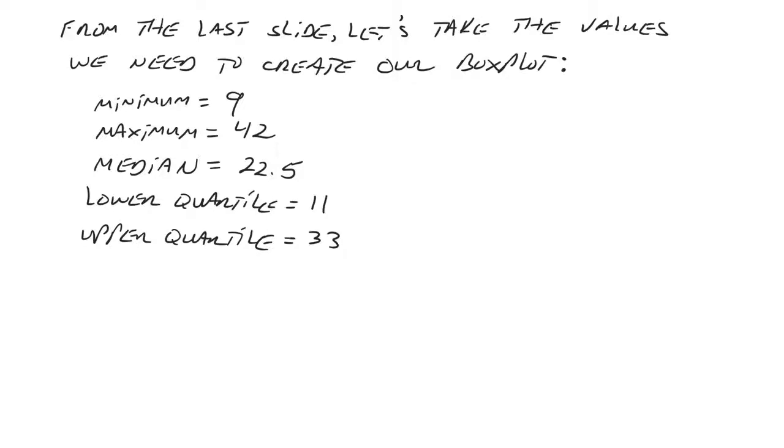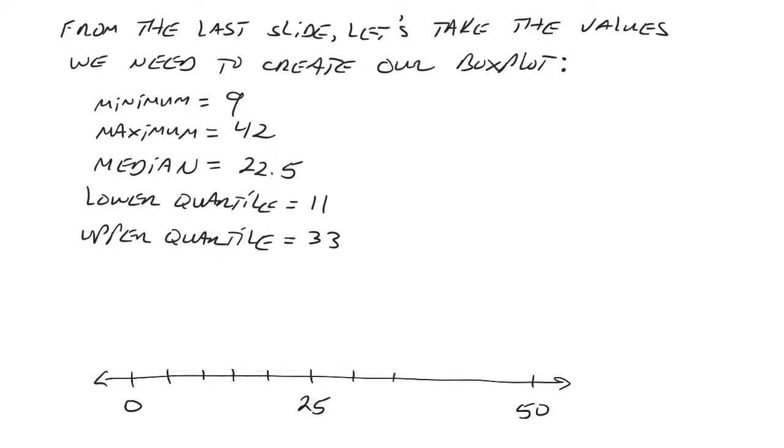Now we start our box plot with a number line here, and since number lines are infinite, we only need the portion of the number line that our data set surrounds. So our data set goes from 9 to 42. So let's index our number line perhaps from 0 to 50. And then do your best to make it neat. 5, 10, 15, 20, 25, 30, 35, 40, 45. That looks pretty good. It's a little off on the right, but you get the point.